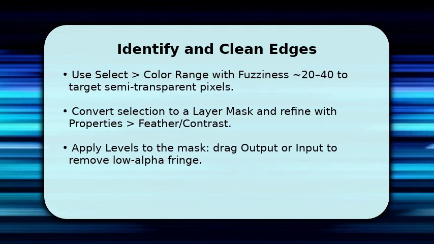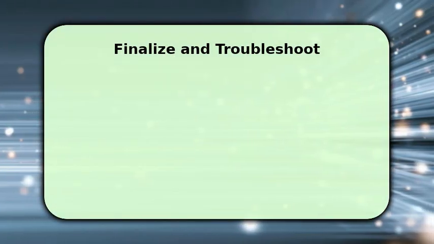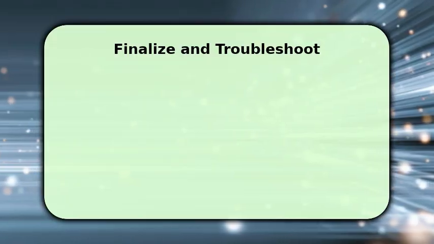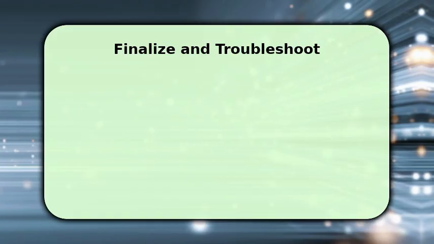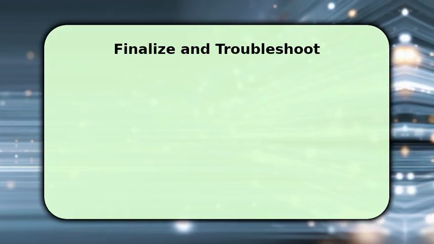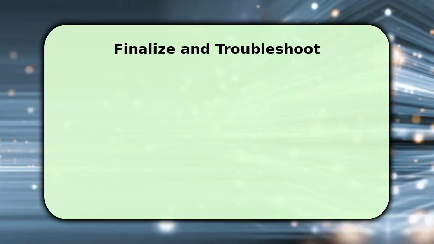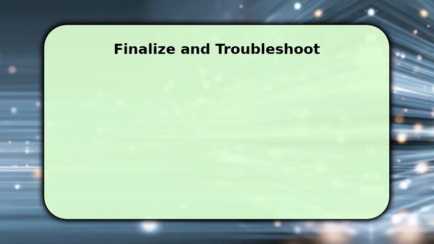Finish by zooming out and inspecting at normal view. You might need to touch the mask with a soft brush at mid-opacity to remove tiny artifacts. If color halos persist, make a stamped visible layer and use Clone Stamp or Healing Brush set to sample all layers to repaint problem pixels.